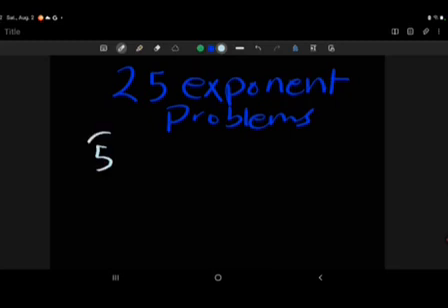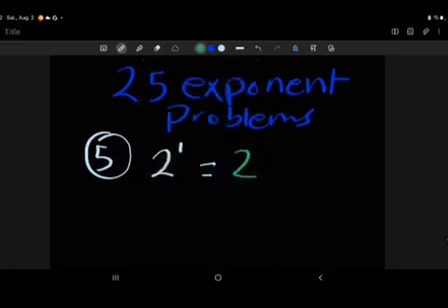So example number 5, if we take 2 to the first power, what is that going to be? And also you can pause the video if you want, but I'll give you a chance. Okay, the answer is 2 itself, the number itself.